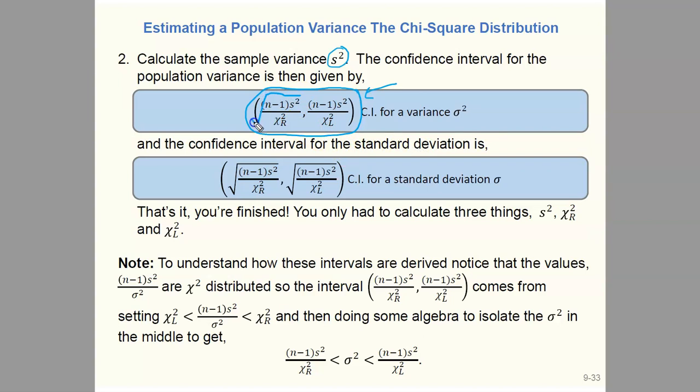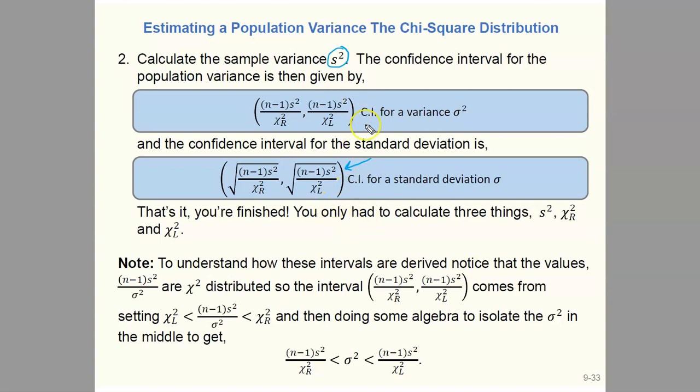If you want a confidence interval for the population standard deviation, you would just take the square root of these two values up here. That's all you have to do, is just take the square root. And that's what we have listed right here. So that's your confidence interval for the population standard deviation. And that's it. You're finished.